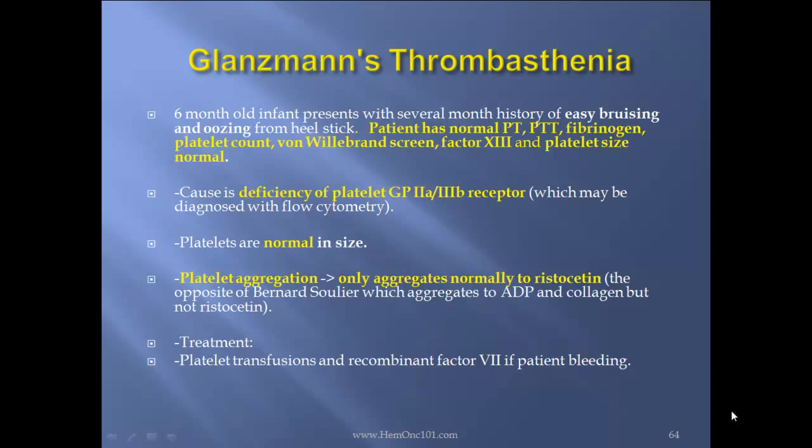Glanzmann's thrombasthenia, case report. A 6-month-old infant presents with several month history of easy bruising and oozing from a heel stick. Patient has normal PT, PTT, fibrinogen, platelet count, mixing study, factor 13, and, key point, platelet size normal. Causes deficiency of platelet 2B3A, which may be diagnosed with flow cytometry. Platelets are normal in size. Platelet aggregation only aggregates normally to ristocetin, the opposite of Bernard-Soulier, which aggregates to ADP and collagen but not ristocetin. Treatment, platelet transfusions, and recombinant factor 7 in patient bleeding.